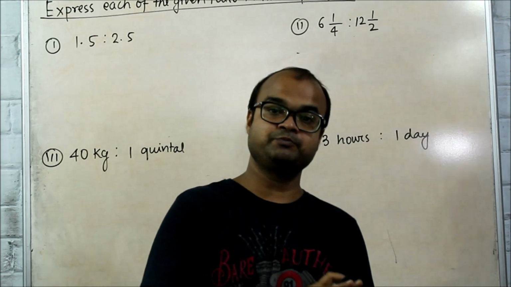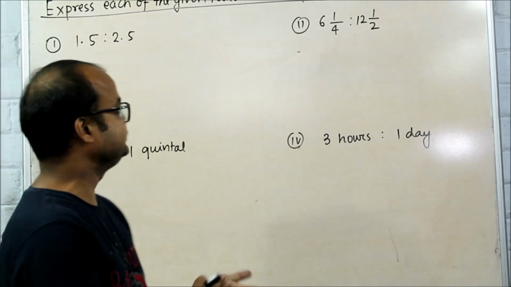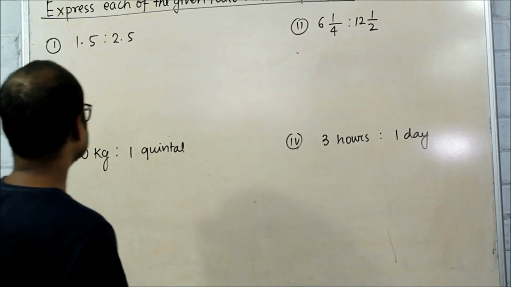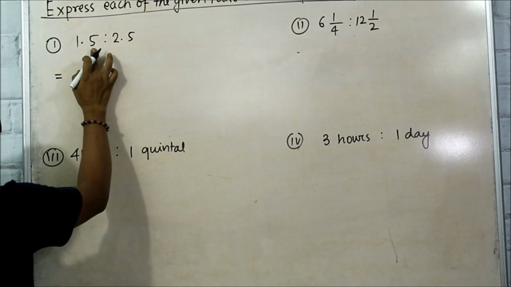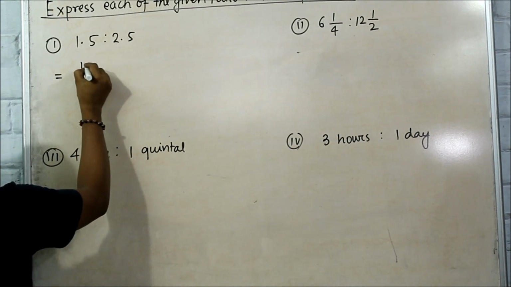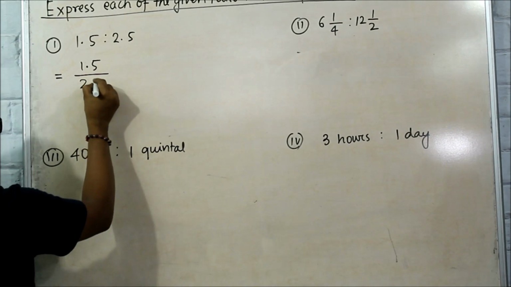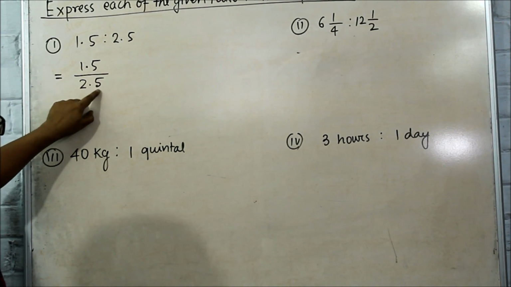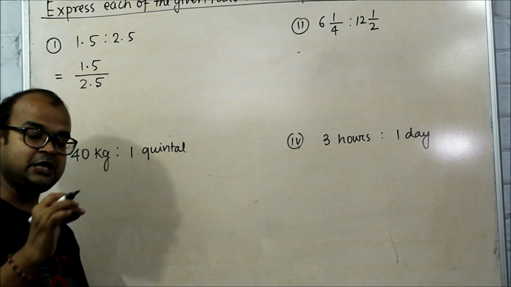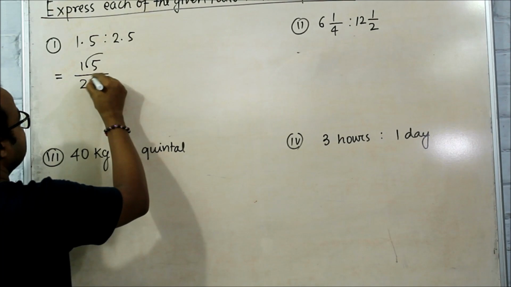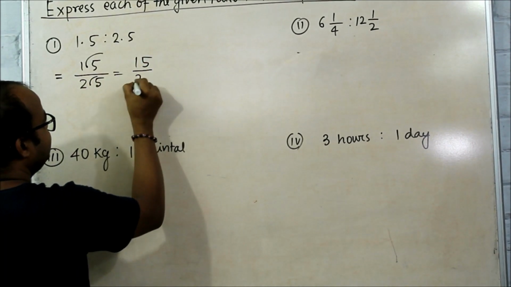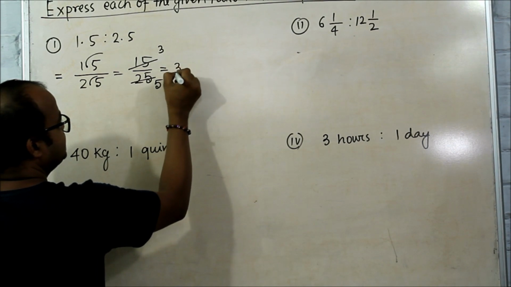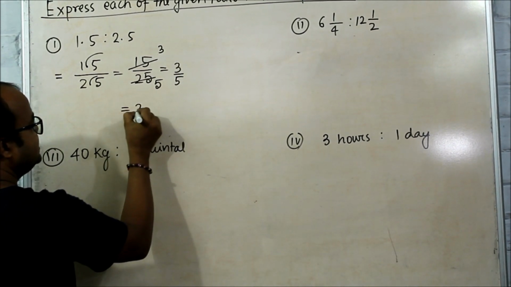Now we are going to discuss some problems based on the ratio to clear your concept. Now the first problem is express each of the given ratio in its simplest form. Now the first sum is 1.5 is to 2.5. So this can be written as 1.5 by 2.5. Now see, after decimal there is one digit in numerator and after decimal there is one digit in denominator. When number of digits after decimal are equal, we can simply cancel this decimal. So this will be equal to 15 by 25. Now we cancel out the common term. 5 threes are 15, 5 fives are 25. So this is equal to 3 by 5. So we can write it as 3 is to 5.